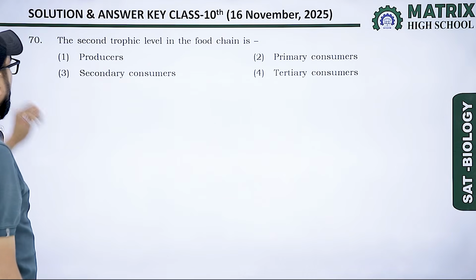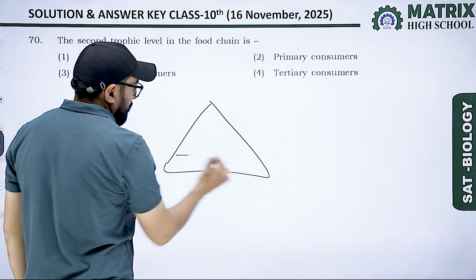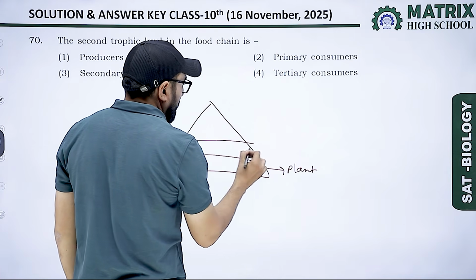Next, the second trophic level. First trophic level, plant. Second trophic level.